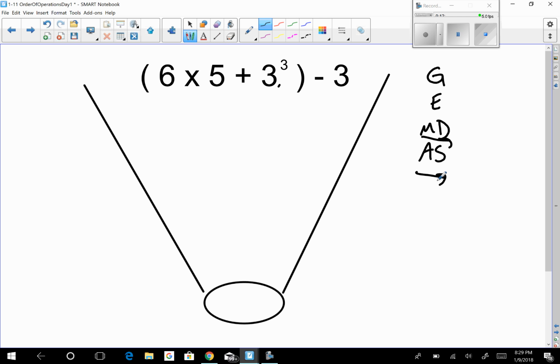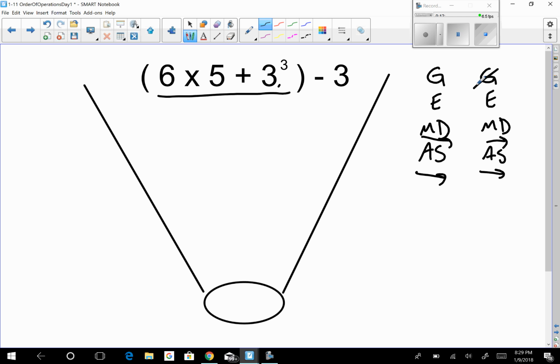Okay, grouping. We got this right here. Now, within the grouping symbol, you have to follow GEMDAS as well. So it's like a problem within a problem. So we're going to follow within here. Are there any grouping symbols in here? No. Okay. So I'm going to do like another mini GEMDAS over here to the side so we can make sure we're checking everything off.